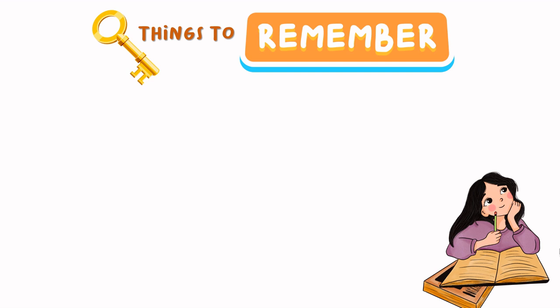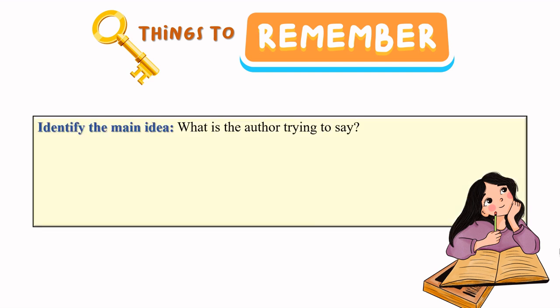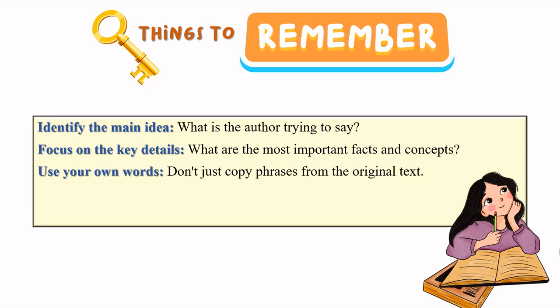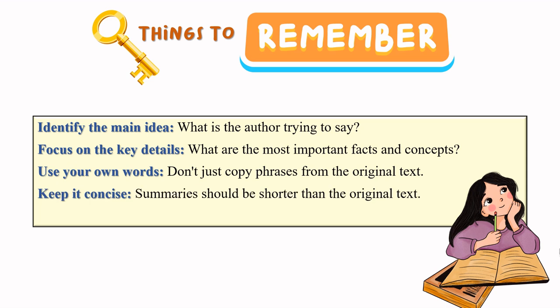Now, here are the key things to remember about summarizing. First, identify the main idea. What is the author trying to say? Focus on the key details. What are the most important facts and concepts? Use your own words. Don't just copy phrases from the original text. Keep it concise. Summaries should be shorter than the original text. And maintain accuracy. Don't distort or misrepresent the information.